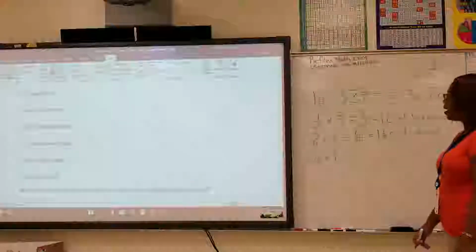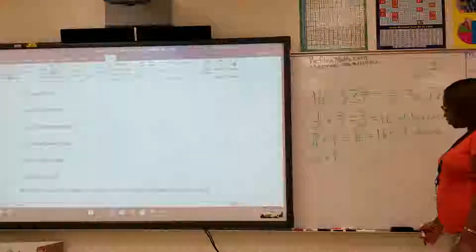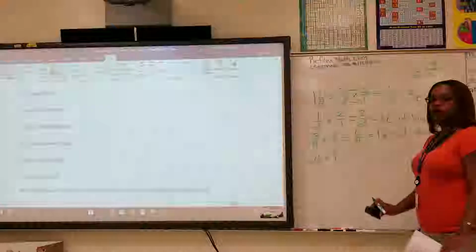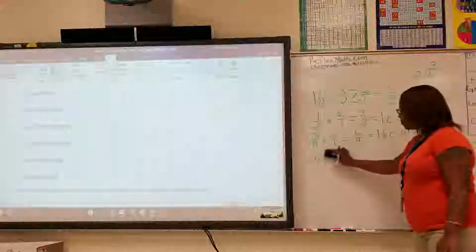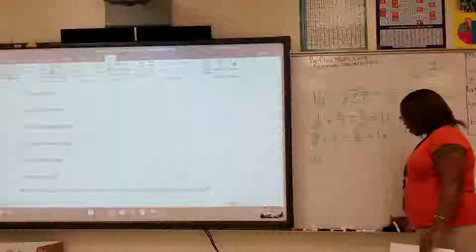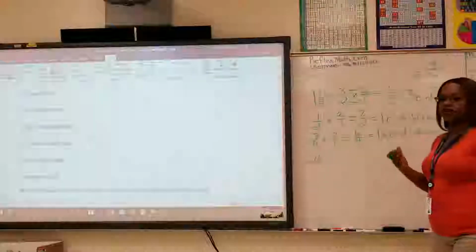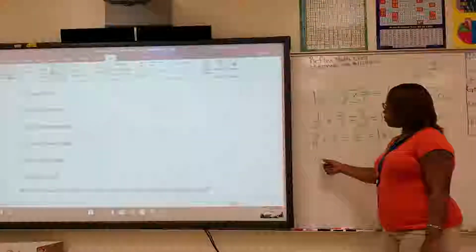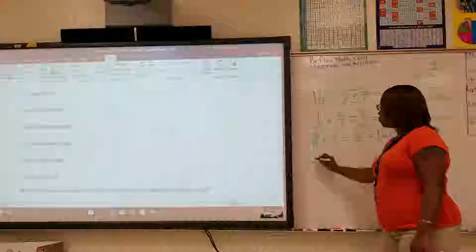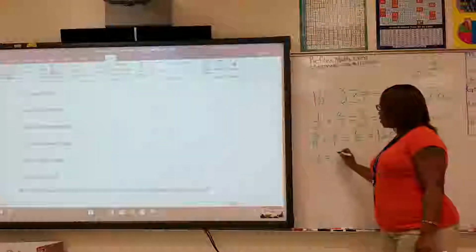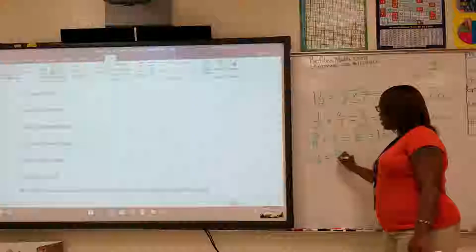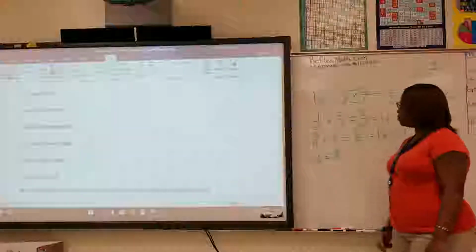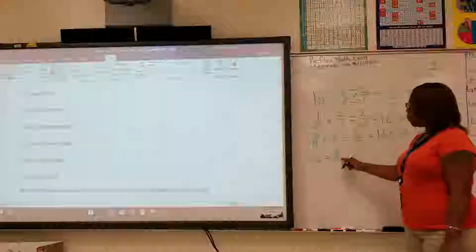Here we have an improper fraction. Excuse me, we have a mixed number, I'm sorry. All right, and first we have to change this mixed number into an improper fraction. Remember, we multiply the whole number times the denominator, add the numerator. So 2 times 2 is 4, 4 plus 1 is 5. So now we have 5 over 2, because remember we're going to keep that denominator. Now we're ready to go.